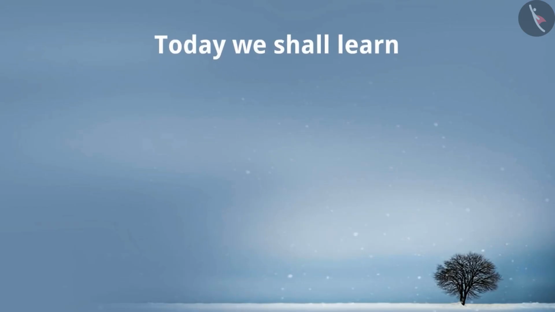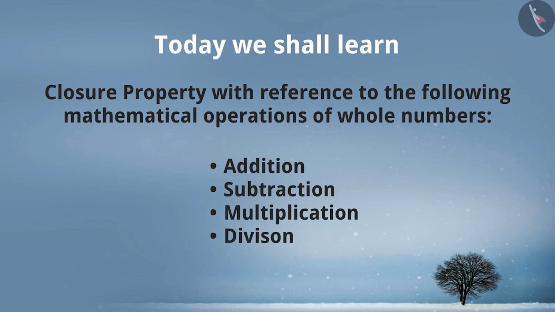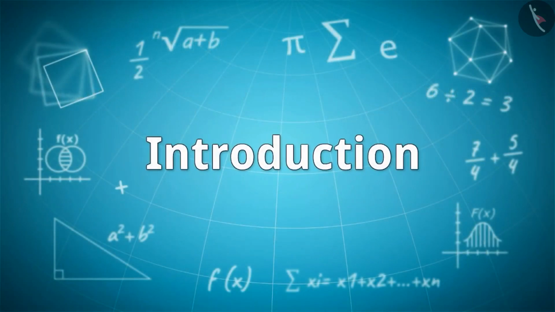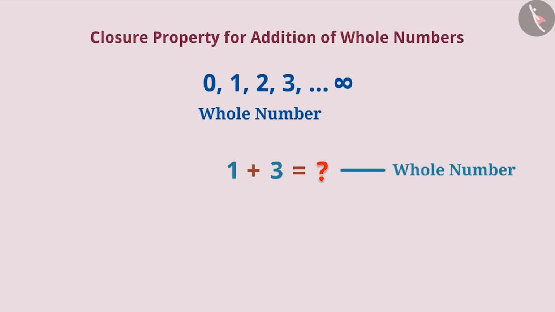In this video, we shall learn closure property with reference to the following mathematical operations of whole numbers. We already know that all the numbers from 0 to infinity are called whole numbers. If you are asked to take any two whole numbers from a collection of whole numbers and add them, will the result be a whole number? Think about it.